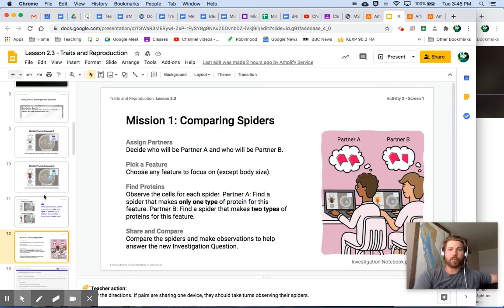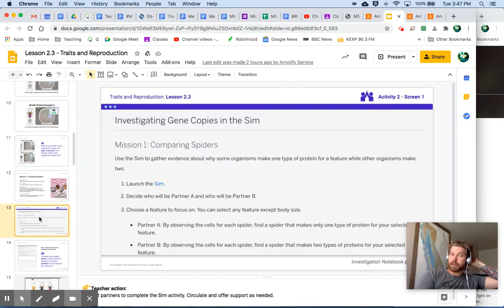That's the question. And what you're going to do is jump in the sim and find two spiders. Now, you're supposed to do this with a partner. You are partner A and you're also partner B. So you're going to do both of these tasks, and I think you will be able to. Choose any feature except for body size. You're going to be finding two spiders for this feature. One spider that makes only one protein for this feature, and one spider that makes two types of proteins. Then you're going to answer some questions about this.